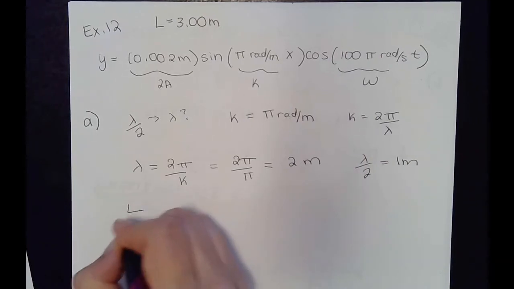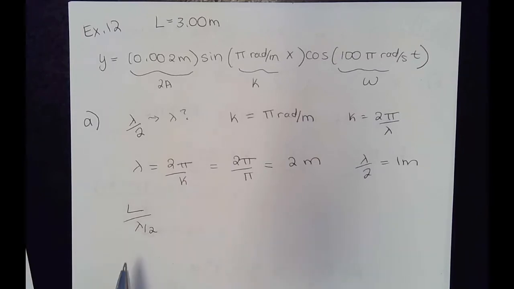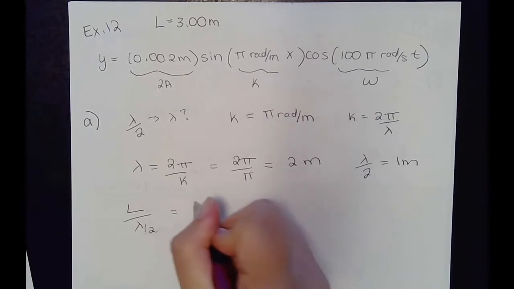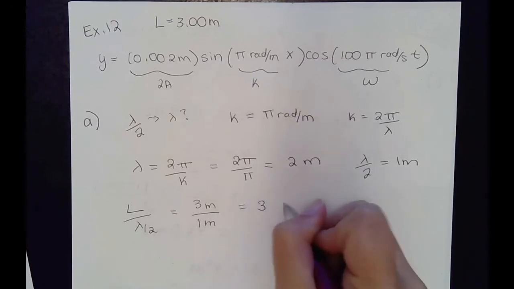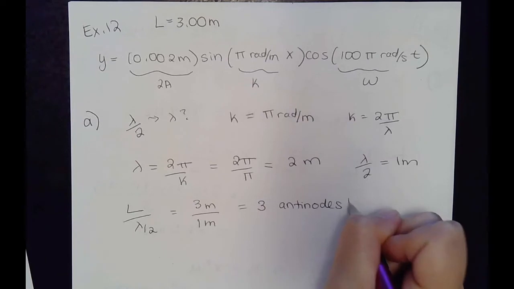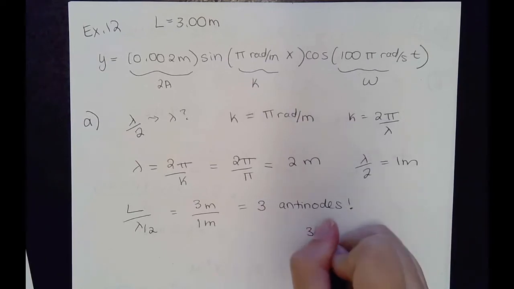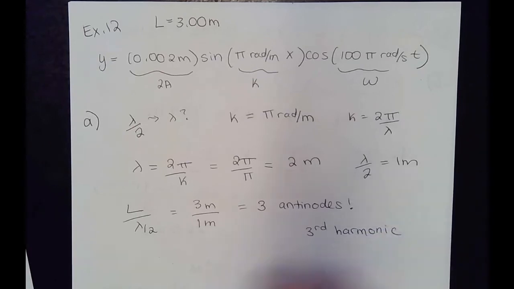We have L over lambda over 2 to give us the number of antinodes because we have this total length and each antinode requires half a wavelength. So that equals 3 meters over 1 meter. So 3 antinodes or 3 loops. So this means that we're looking at the third harmonic.